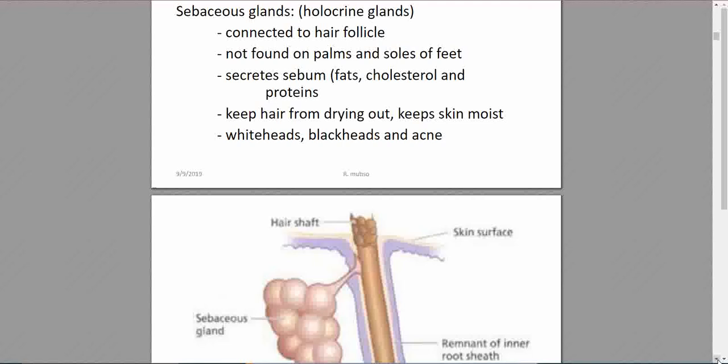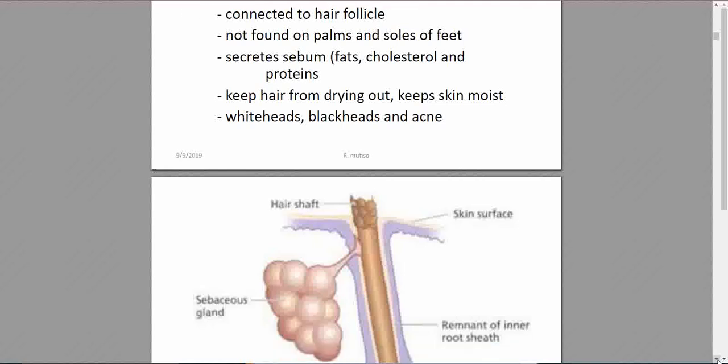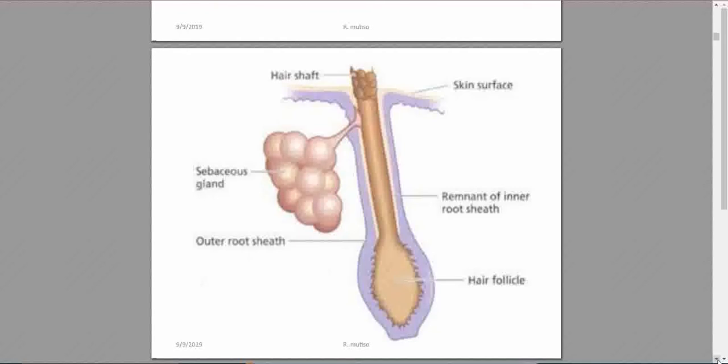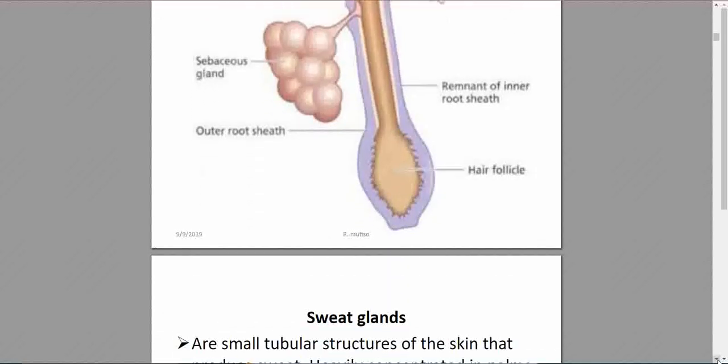I had already given you audio on acne vulgaris, and we saw what a whitehead and a blackhead acne were, and which one was riskier for bacterial infection. So this is an image of what I've just talked about, the sebaceous gland and how it is connected to the hair shaft.